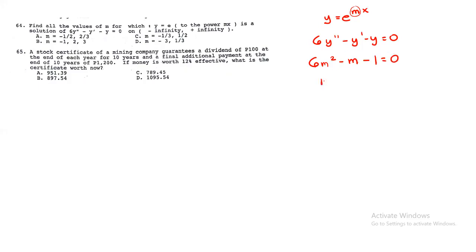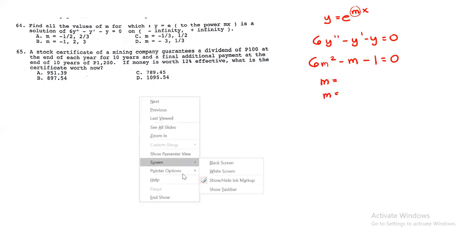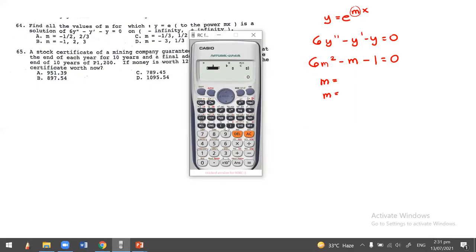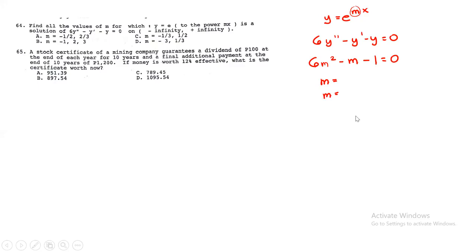So, pwede nating i-mode sa calculus. Mag-mode na lang tayo dito, no? Mode, equation, then yung 3. Then type natin 6, negative 1, negative 1, equals, so 1/2 at saka negative 1/3. So, ang sagot dito, 1/2 at saka negative 1/3. Yun na kagad yung sagot. So, the answer is letter C.